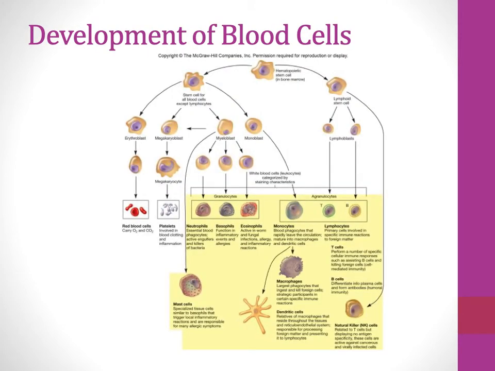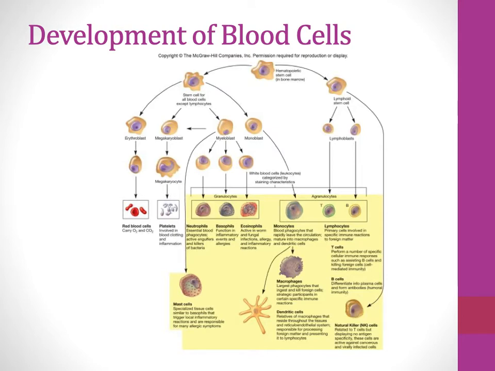So when we look at our blood cells, they all originate from a stem cell. So we have our hematopoietic stem cell that both our innate and adaptive cells originate from, and even our red blood cells also. We have two different lineages, if you will. So we have a lymphoid progenitor, and then we also have a myeloid progenitor.